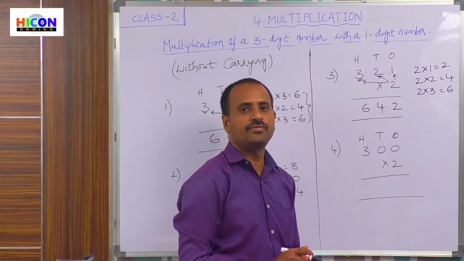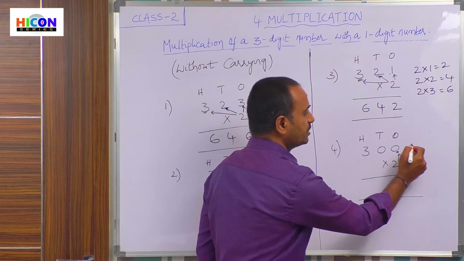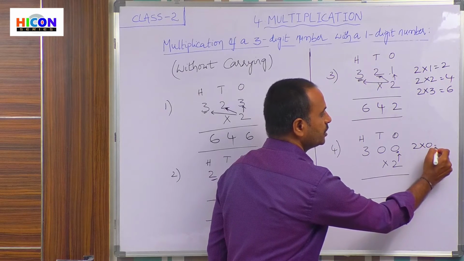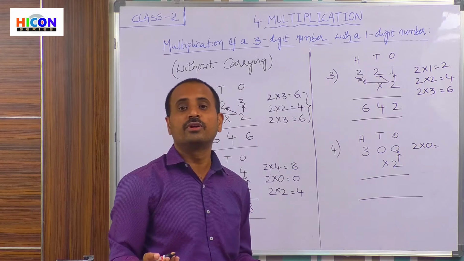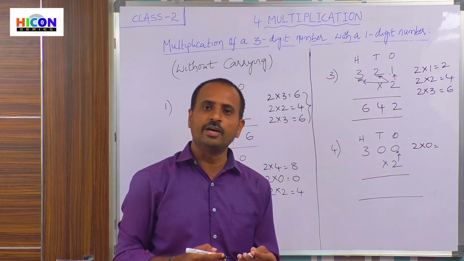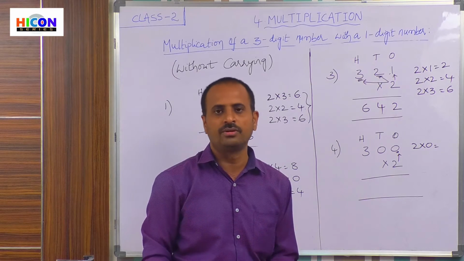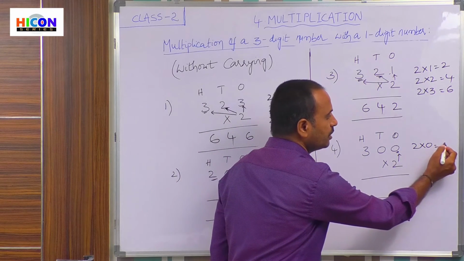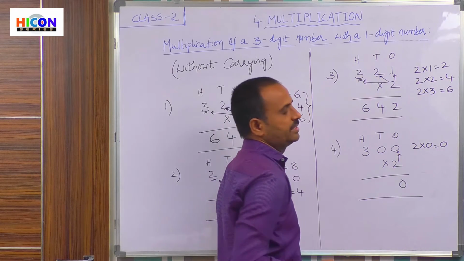0 is present in ones place. So multiply this 0 with 2, that is 2 into 0. Children, how much is 2 zeros? You have already learned about multiplication facts: if any number is multiplied with 0, you again get the answer as 0. That is 2 into 0 is 0. So write 0 under ones place.